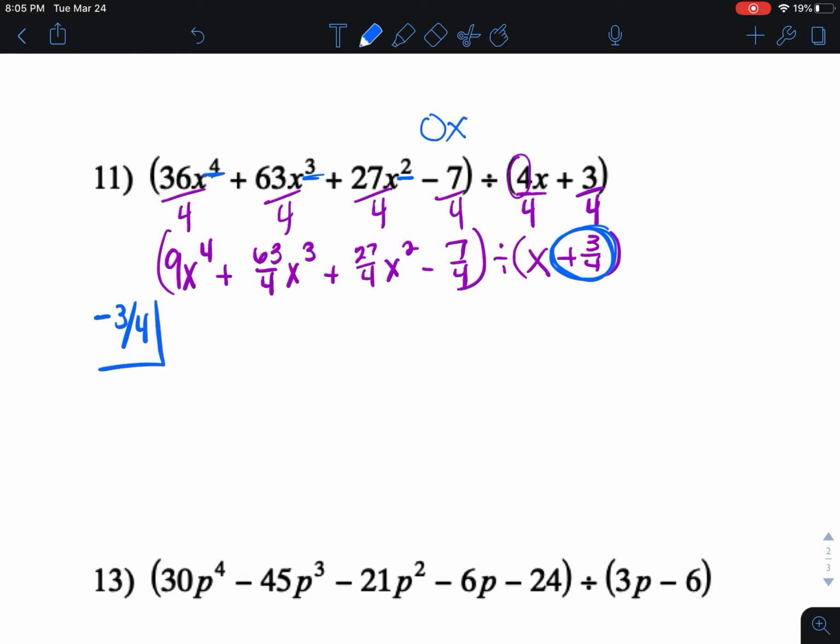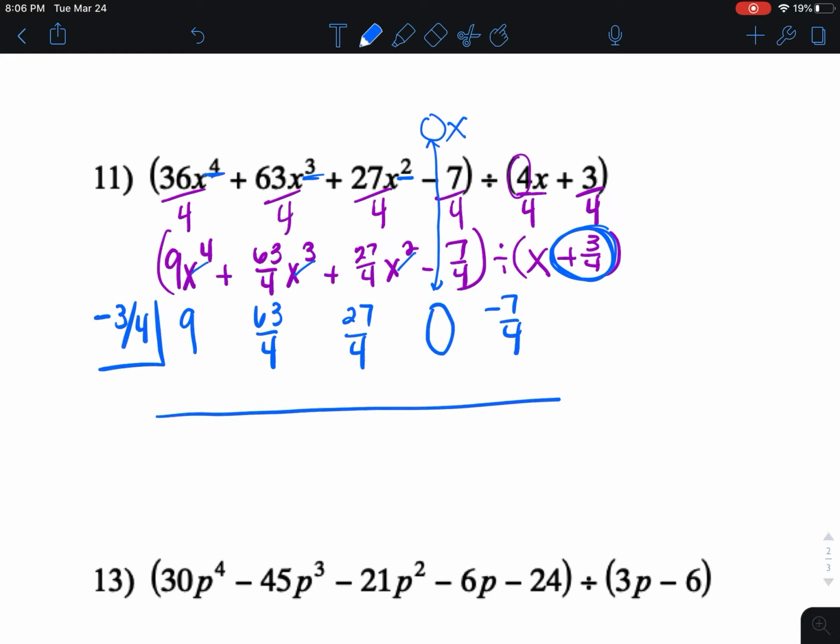All right, now I'm going to write down my numbers. So we have 9, 63 over 4, 27 over 4, 0, and then negative 7 over 4. Remember that 0 comes from the fact that we have no just x term. We have x to the 4th, we have x to the 3rd, we have x squared, but we don't have x to the 1st. So we have to put a placeholder in for that. All right, and now we're going to carry this down.